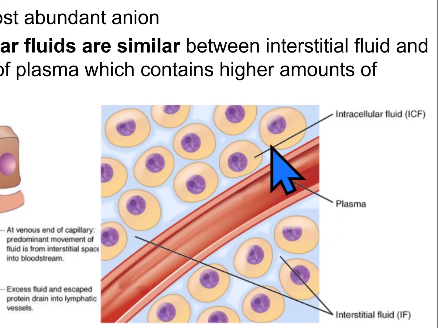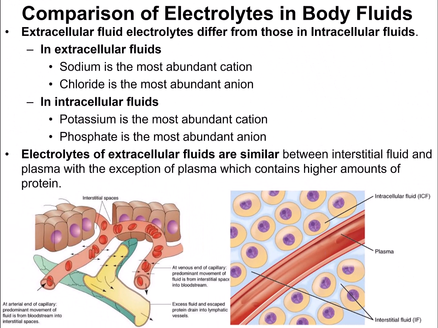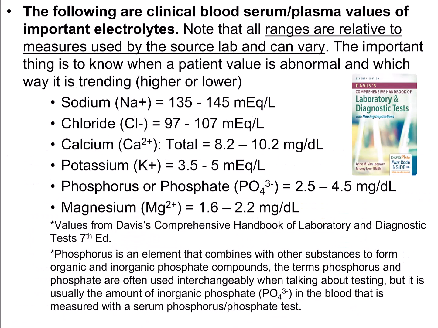Well, it includes the interstitial fluid that's right around the cell and the plasma that we find, the fluid in the blood. So electrolytes of extracellular fluid are similar between interstitial fluid and plasma, but there's an exception. Plasma contains higher amounts of proteins, particularly albumins. The following are clinical blood serum plasma values for important electrolytes.